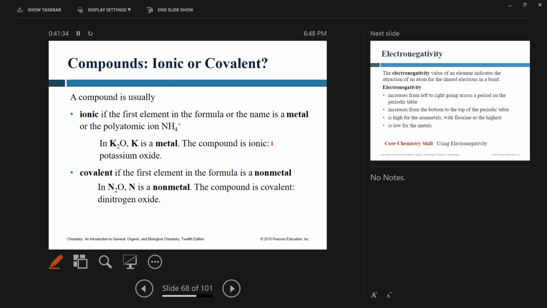Now, how can you tell if the compound is ionic or covalent? Generally speaking, if the first element is a metal, the compound is ionic. Is that one ionic? Yes, ionic.